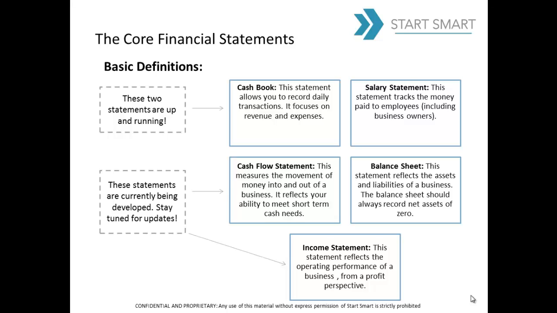So what the cash book does is it allows you to record your daily transactions, so your revenues, your expenses. What is it that you're selling? How much of it are you selling, and how much money are you making from it? What is it that you're buying to help you run your business? How much are you buying, and how much are you spending on it? Then there's the salary statement.